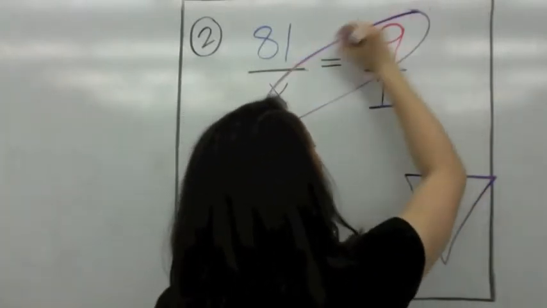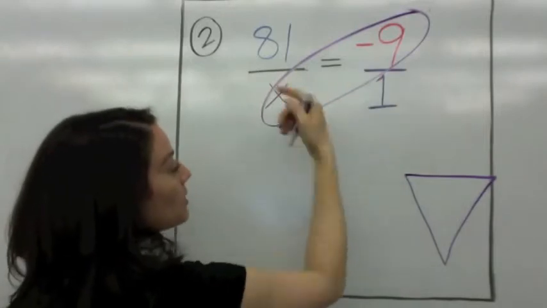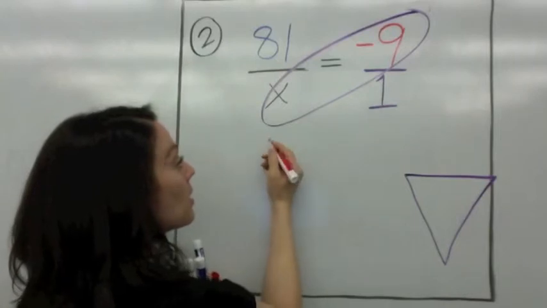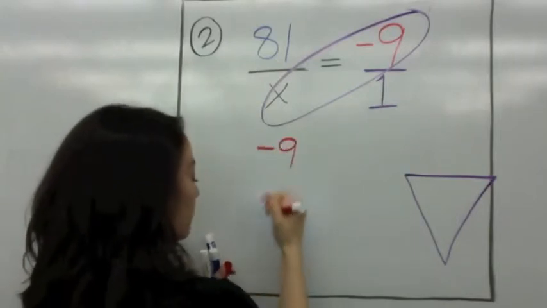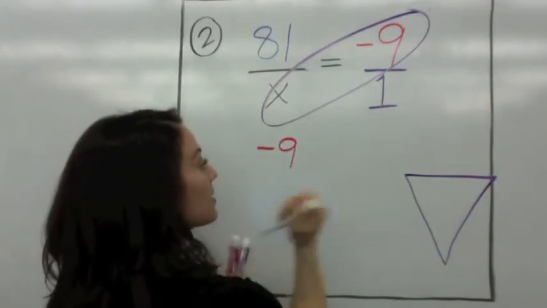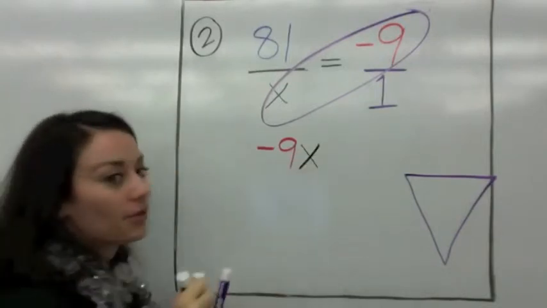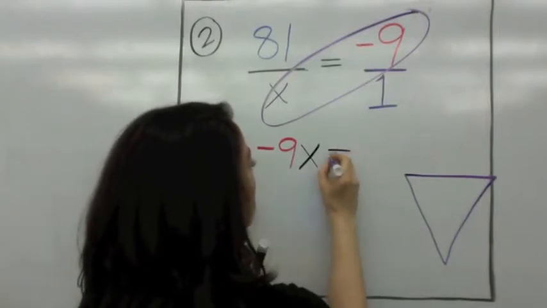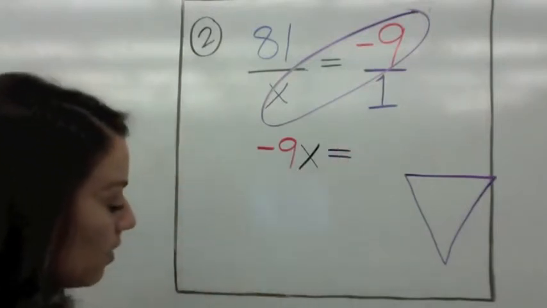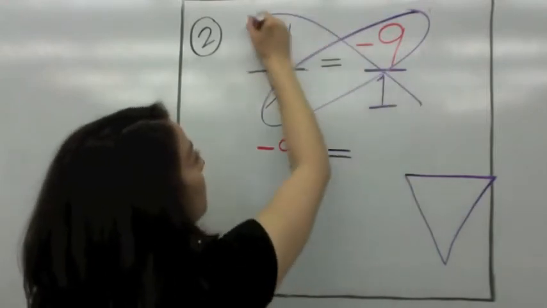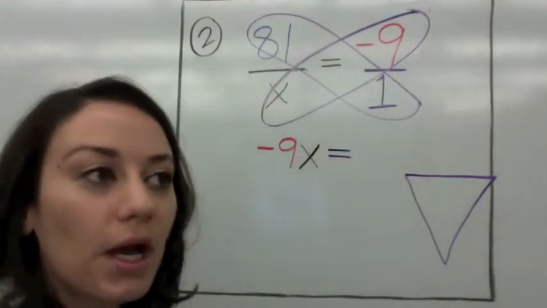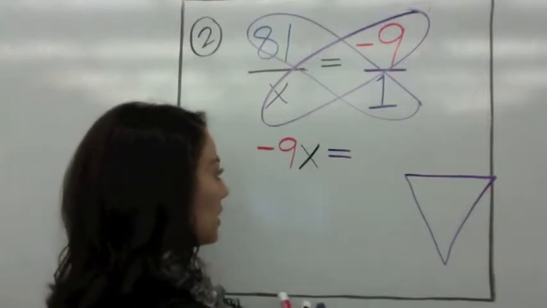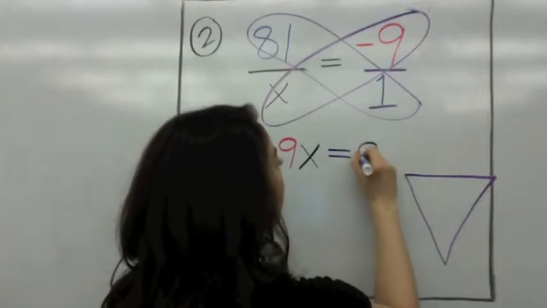Okay, so we're going to cross multiply negative 9 times x. What is that? Negative 9 times x is, put the negative 9 and the x together. Now they're touching because it means negative 9 times x. Okay, equals, what does it equal? Okay, let's cross multiply the other side. 81 times 1. What's 81 times 1? Any number times 1 is that number. It is 81. Very good.